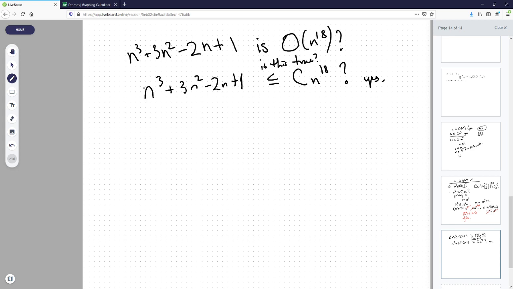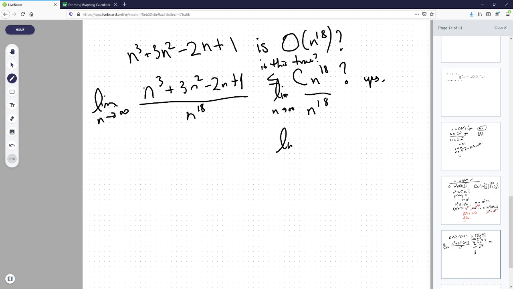And what is the reason for that? The reason is, if you remember your calculus, one simple thing that we can always do is divide both sides by n to the 18th power, and then take the limit as n goes to infinity of both sides. So the limit over here of the constant c is equal to c. On the other hand, on this side, what is the limit of n cubed over n to the 18th power?